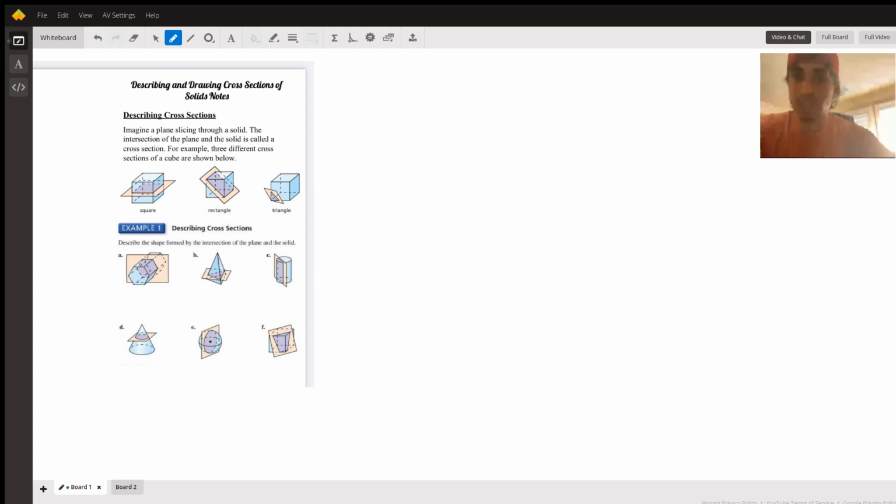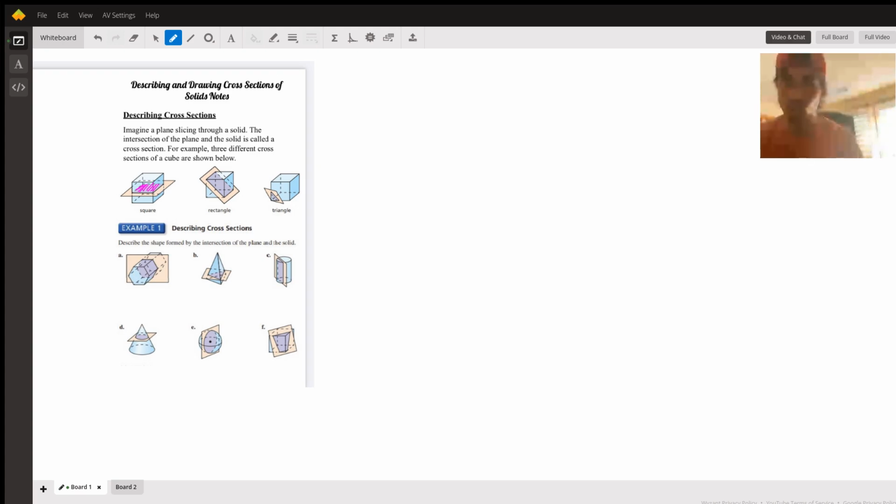All right, so let's see what we've got. Describing cross sections. Imagine a plane slicing through a solid, right? You can think about it like a tissue box. For these first ones, for this square here, the plane would be like a piece of paper just slicing through this tissue box. The intersection of the plane and the solid is called a cross section. So when we're talking about the intersection, what we're talking about is that purple area right in there, where that piece of paper cutting through my tissue box is inside the tissue box. That's our intersection.